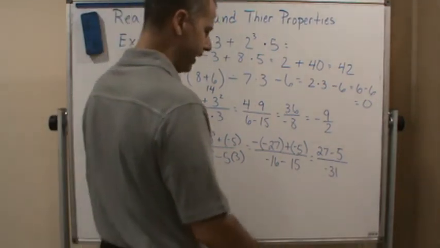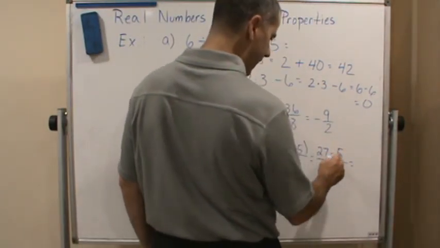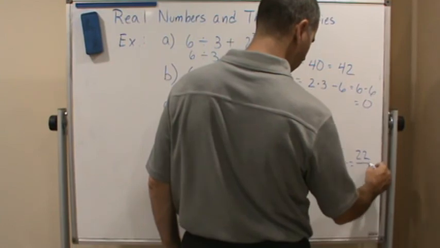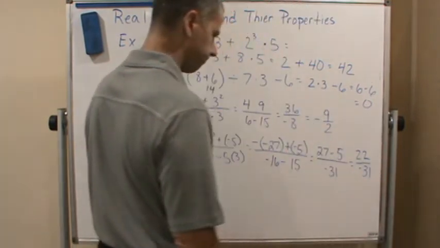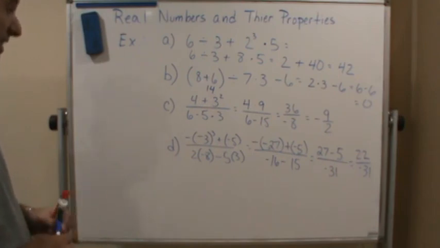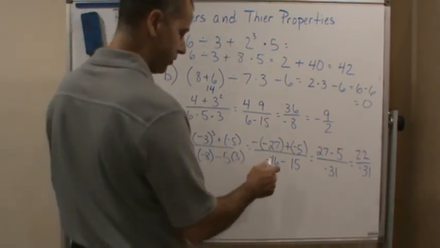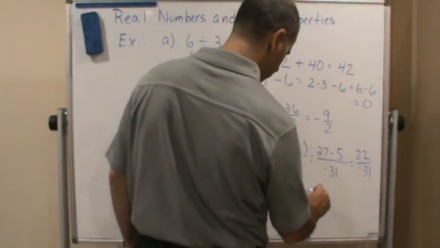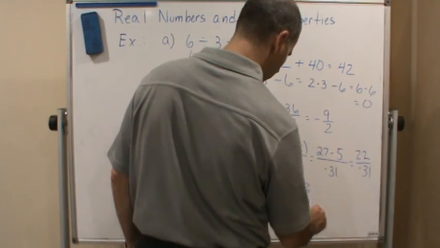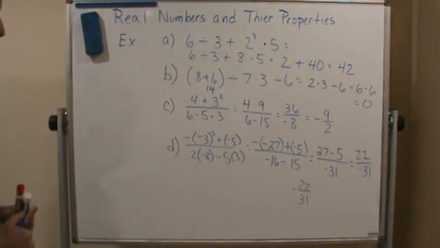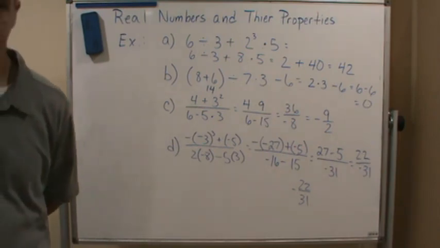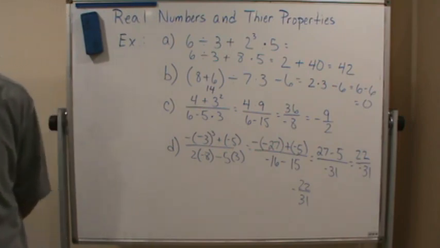And so now our final answer, what do we get? We get a positive 22 over a negative 31. In this case, there are no common factors in the top and the bottom, the numerator and the denominator, and so that means we are done. So the final answer is negative 22/31. And that's it. So again, just make sure you are careful with the order of operations.